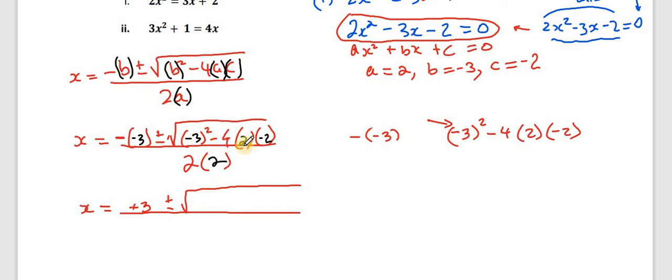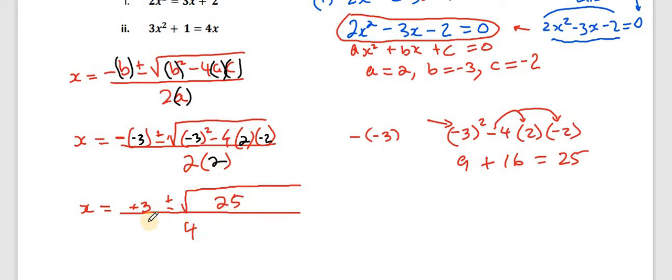The square of -3 is 9, positive 9. Now this is negative times positive times negative. So negative times positive is negative, and that negative times negative will be positive. 4 2s, 8, and 8 2s, 16. 16 plus 9 is 25. That's correct. Over 4. 2 2s, 4.